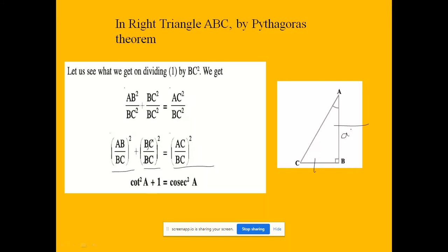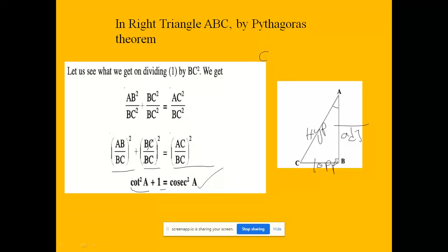AB is the adjacent side and BC is the opposite side. So adjacent by opposite is nothing but cot, and here it is 1, that is equal to AC. AC means it is hypotenuse. Hypotenuse by opposite side is nothing but cosecant square. Therefore, the third identity is cot square plus 1 is equal to cosecant square A.